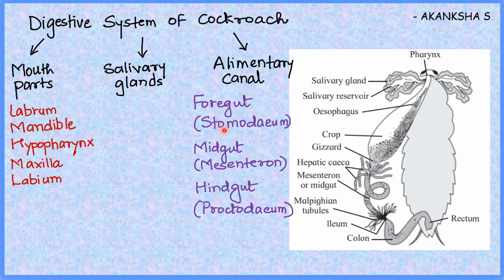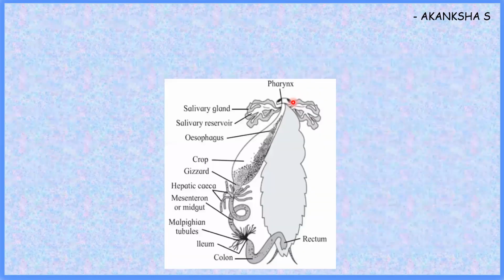Even in humans we have a foregut, midgut, hindgut, but we name them differently: esophagus, stomach, intestines, large intestines. Here we categorize the cockroach's gut into three types. The foregut is called the stomodeum, the midgut is the mesenteron, and the hindgut is the proctodeum. Even if you don't remember the scientific names, it's okay. Let's dive into understanding the system.